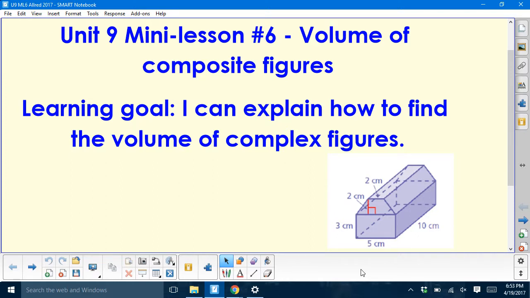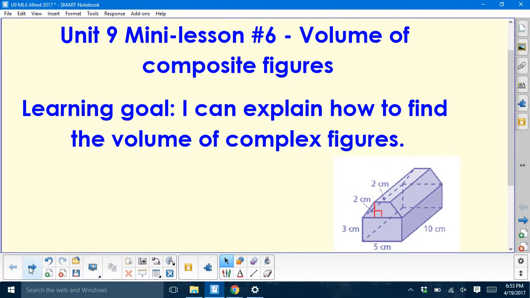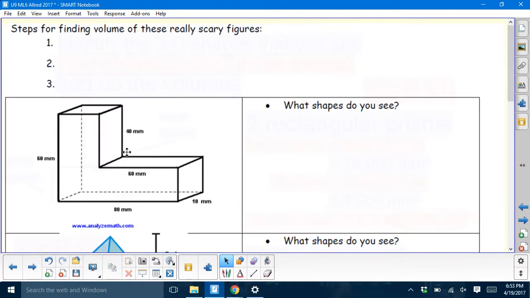This is the last mini lesson in the unit. Complex shapes that look just like this one, okay? What we're going to do is go ahead and start with the notes. You're going to see some pretty scary figures today. I'm going to work through about 3 of them with you, and we're going to work through them together, and I'm going to give you 3 steps right now that will help you solve them.